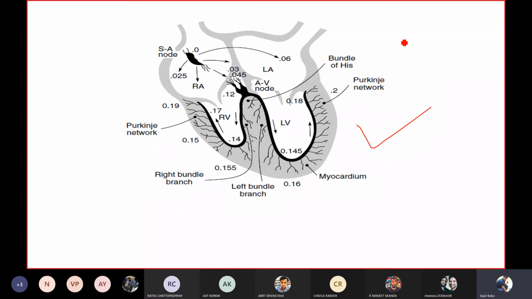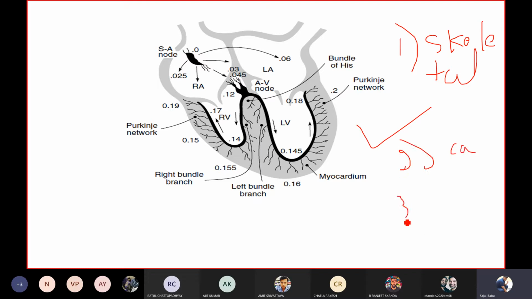The first one is skeletal muscles. Second one is cardiac muscles, and third one is smooth muscles. So the muscles of the whole body can be classified into three different groups. The first one is skeletal, the second one is cardiac, and the third one is smooth muscles.